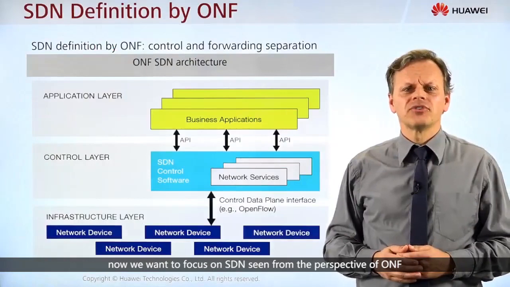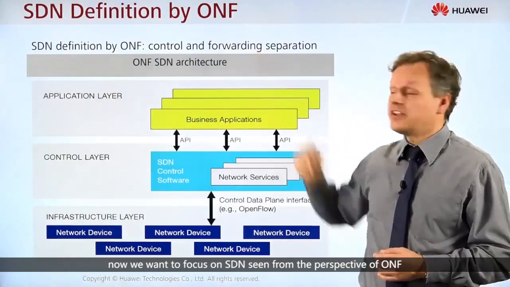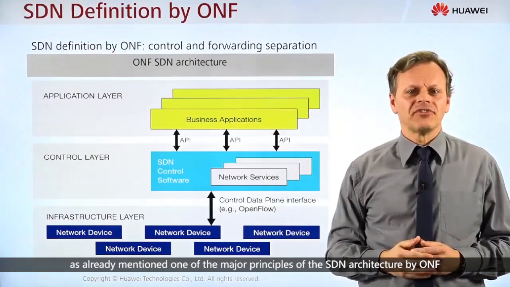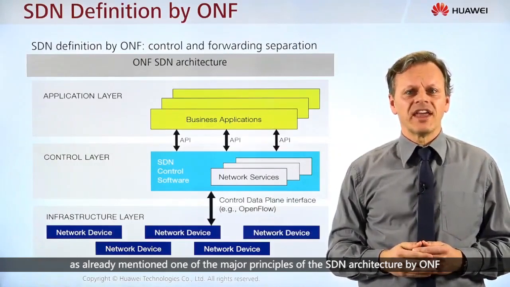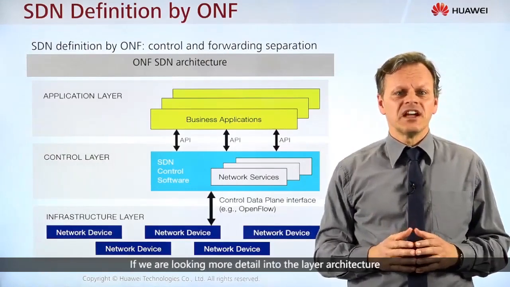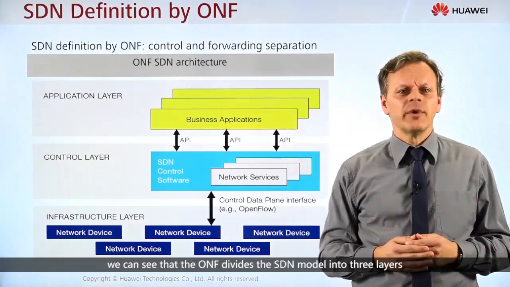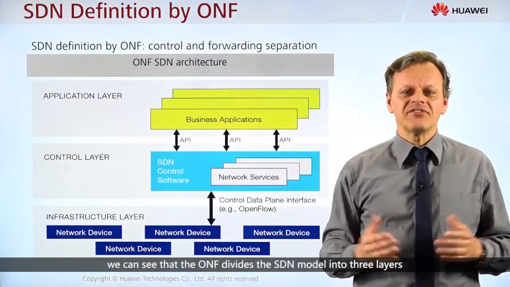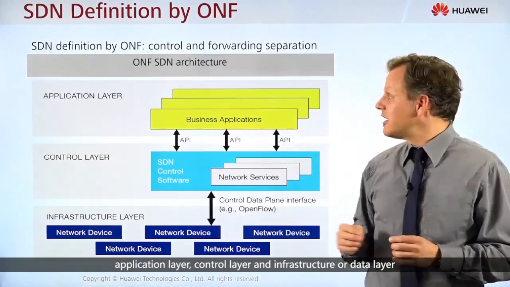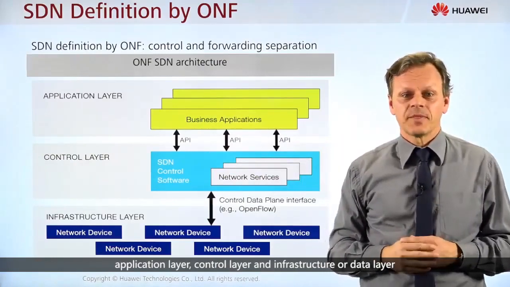Now we want to focus on SDN seen from the perspective of the Open Networking Foundation. As already mentioned, one of the major principles of the SDN architecture by ONF is the separation of control plane and data plane. If we look more closely into the layer architecture, we can see that ONF divides the SDN model into three layers: application layer, control layer, and infrastructure or data layer.